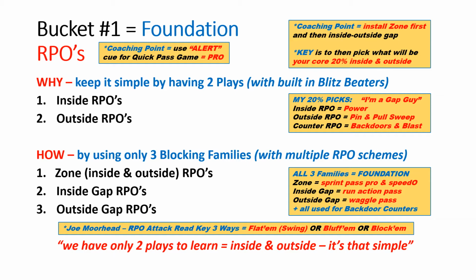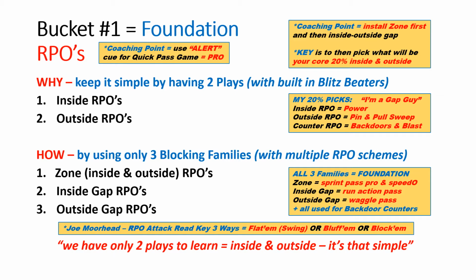When we do the installation here, you're going to see we want to install zone first and then go to our gap schemes. The reason for that is even if you're not a big zone person, it's a sound and simple way to start, again, prioritizing our offensive line with zone. Everybody's stepping the same way, and it helps build that fundamental technique of double teams and good fit and drive blocking. The key here then, once you get this installed, is to pick that core 20% for your inside and outside.